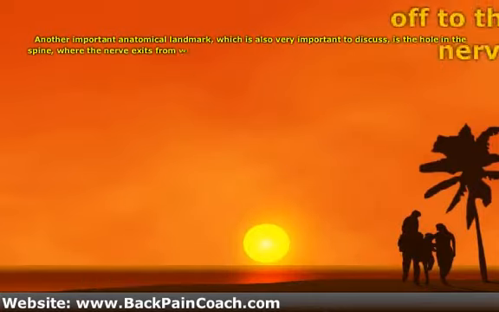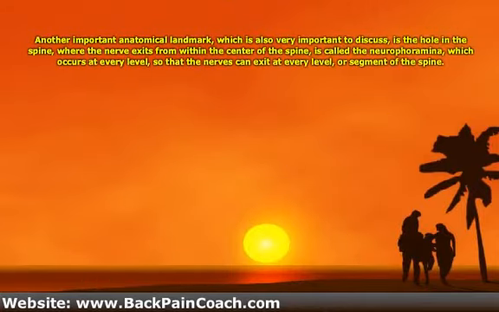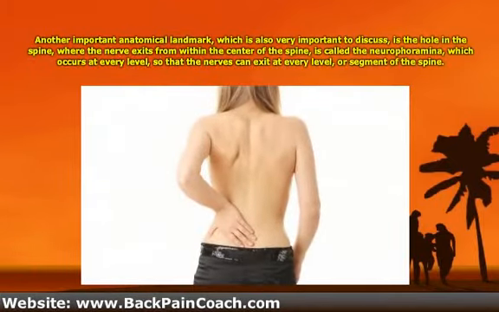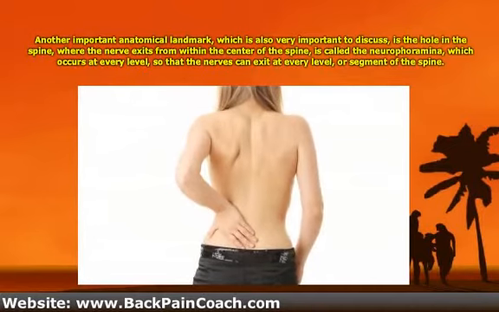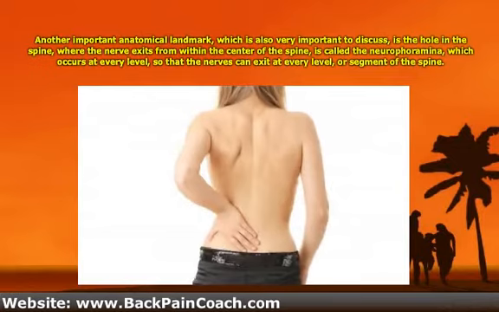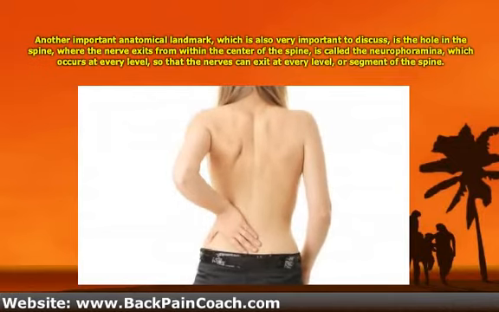Another important anatomical landmark, which is also very important to discuss, is the hole in the spine where the nerve exits from within the center of the spine, called the neuroforamina, which occurs at every level so that the nerves can exit at every level, or segment, of the spine.